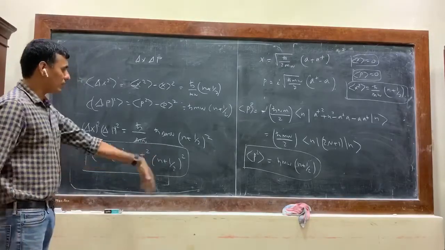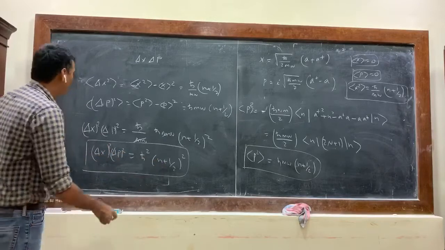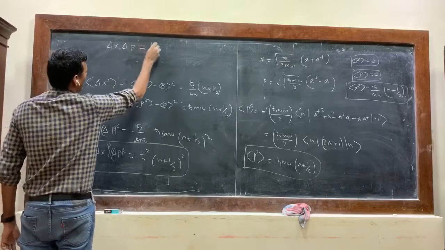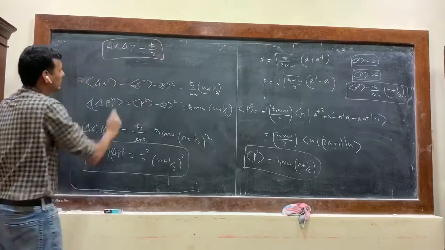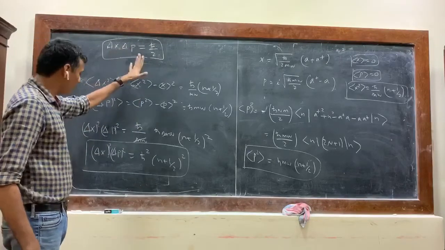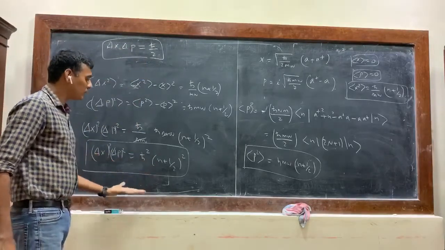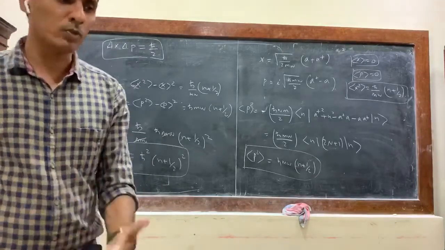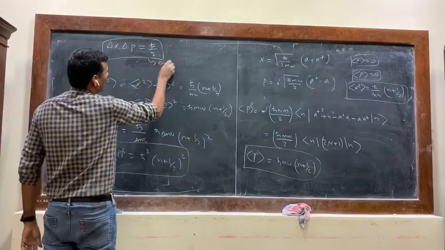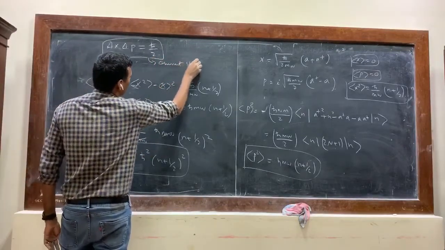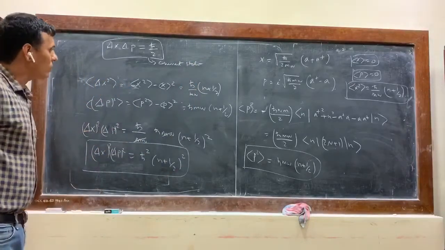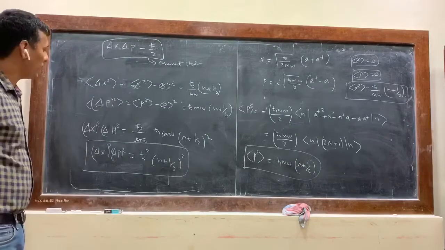And here you can see that for the ground state, n equals 0, you will get delta x delta p equal to h cut by 2. This is the minimum uncertainty. The minimum uncertainty is h cut by 2, because of the uncertainty principle. So the ground state of the harmonic oscillator is the minimum uncertainty state. It is also called the coherent state. For other states you can calculate like this. I think I will stop here, and thank you very much.